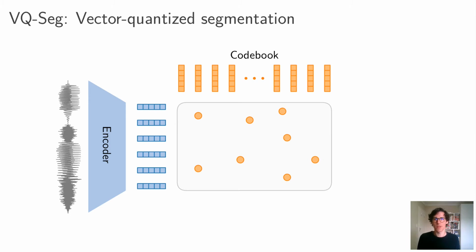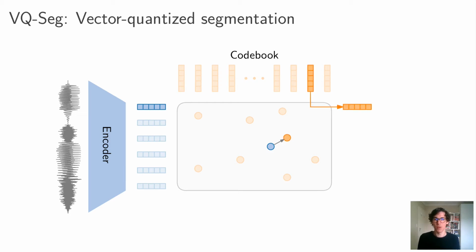So we proposed the Vector-quantized segmentation algorithm, or VQ-Seg. In a standard VQ layer, an encoded feature vector would be assigned to some codebook entry. And that decision of which code to use would be taken individually for each of the features. In VQ-Seg, we basically assign blocks of adjacent features to the same code.